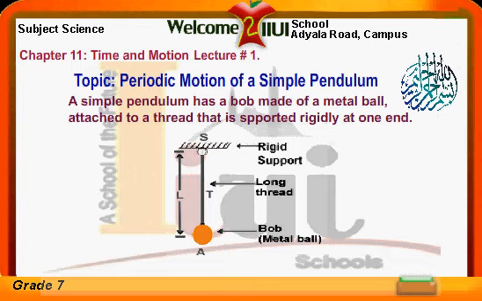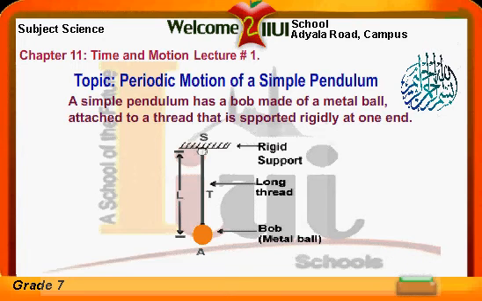The distance between the point of suspension S and the center of the bob is called the length L of the pendulum. Students, after the construction of this simple pendulum, now you will learn about the mean position of the pendulum. The initial position of rest of the pendulum A, as shown in the diagram, is known as its mean position.